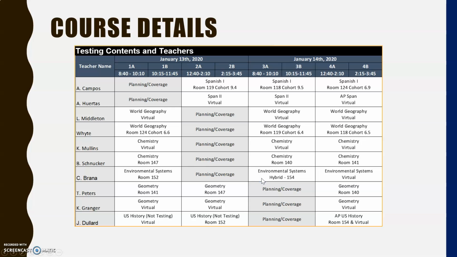So now let's take a closer look at the high school courses. These are the high school courses that are assessing. You've got Spanish 1, AP Spanish, World Geography, Chemistry, Environmental Systems, Geometry, and AP US History, all that are engaging in a common assessment.